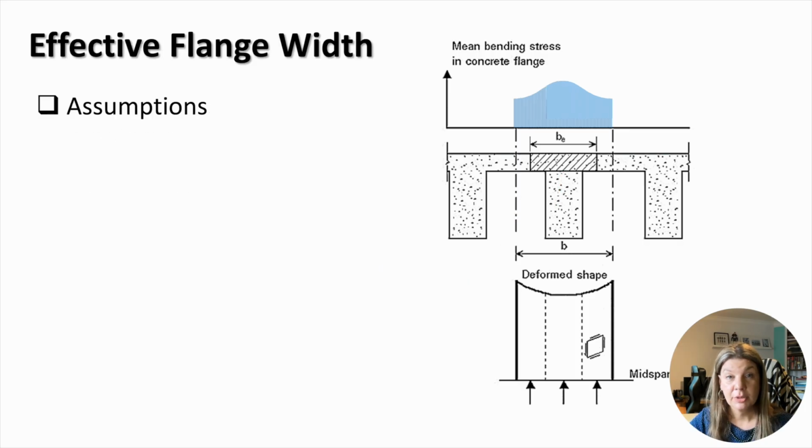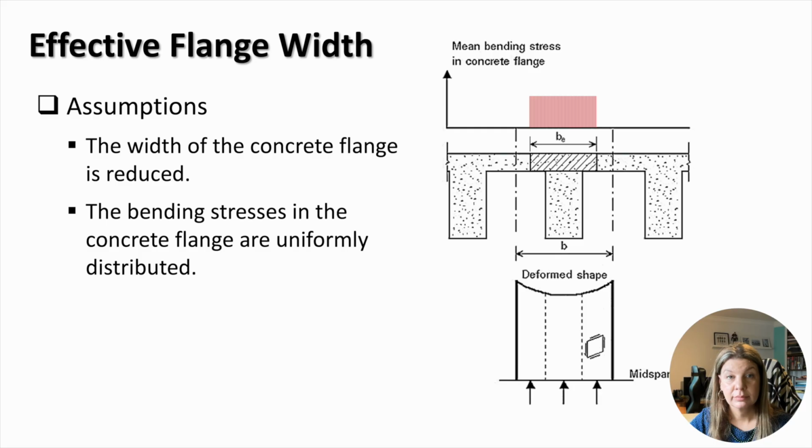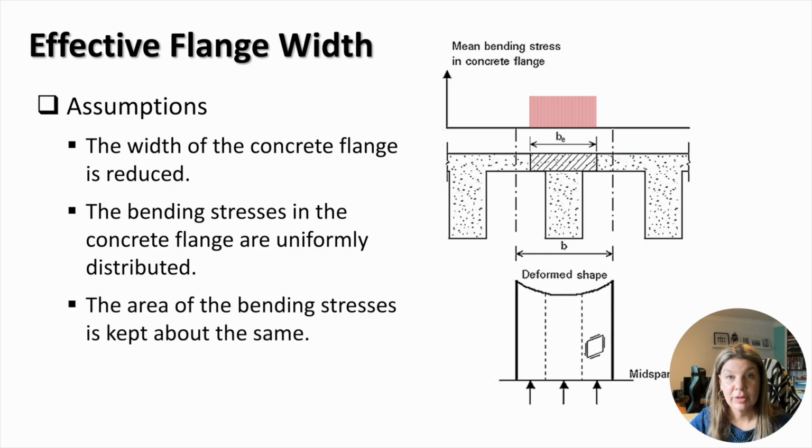The following assumptions are introduced in the model used for the design of flanged sections. The width of the concrete flange is reduced to an effective width. The bending stresses in the concrete flange are assumed as uniformly distributed. And the area of uniform bending stresses is kept about the same as the area of the non-uniform bending stresses.